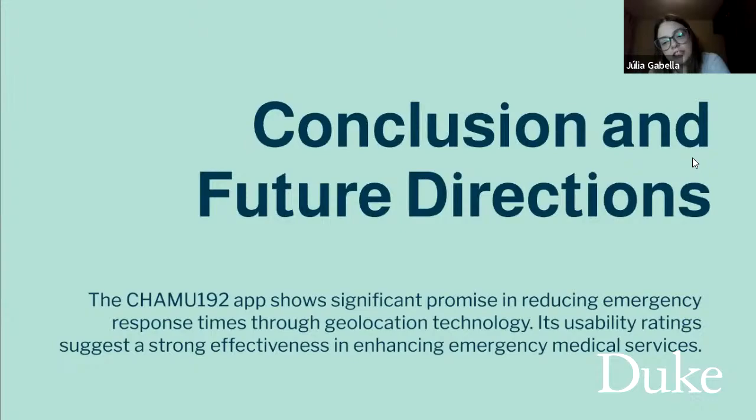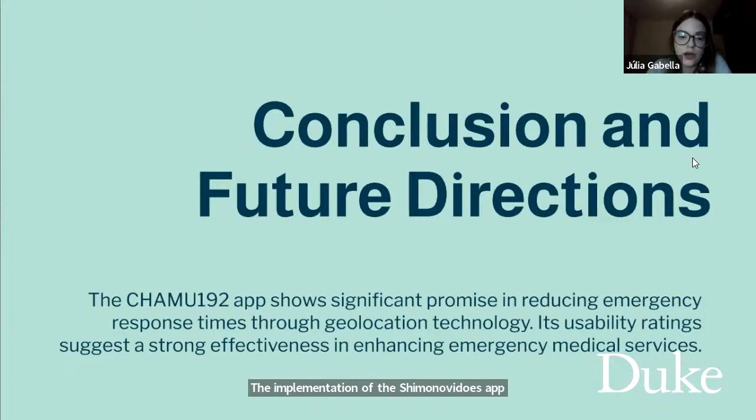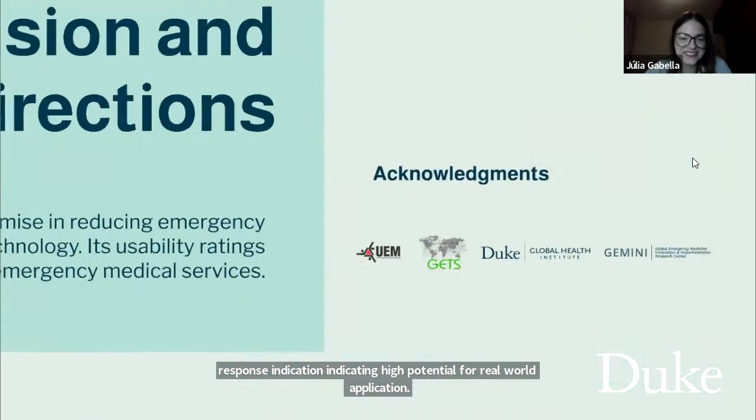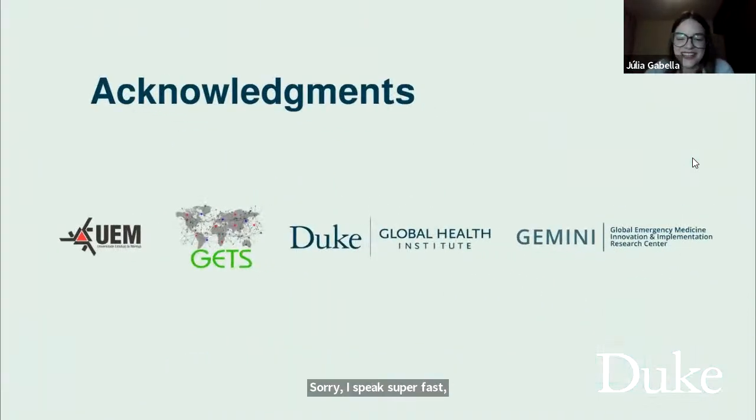The implementation of the Chamo 92 app significantly reduces the time needed for emergency medical services to acquire geolocation data, and this improvement in the acquisition speed enhances the overall quality and efficiency of the emergency response, indicating high potential for real-world application.